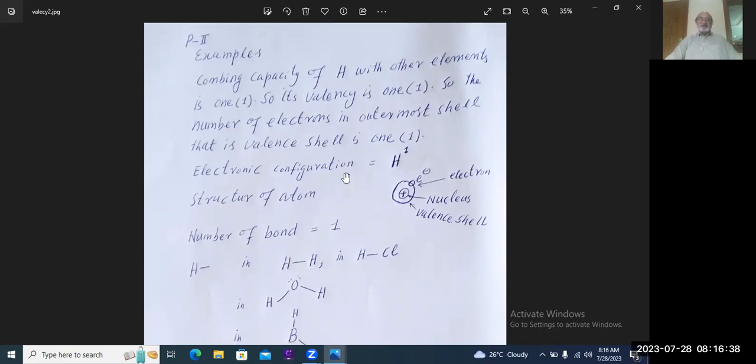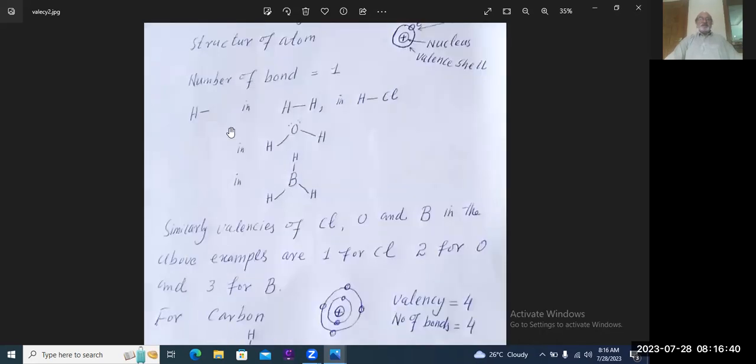You can see in the examples here, hydrogen can only form 1 bond. Here, 1 bond of hydrogen. Here, hydrogen has 1 bond joining to the chlorine. In water, you can see the hydrogens each have 1 bond. In boron hydride, 1 bond, 1 bond, 1 bond.